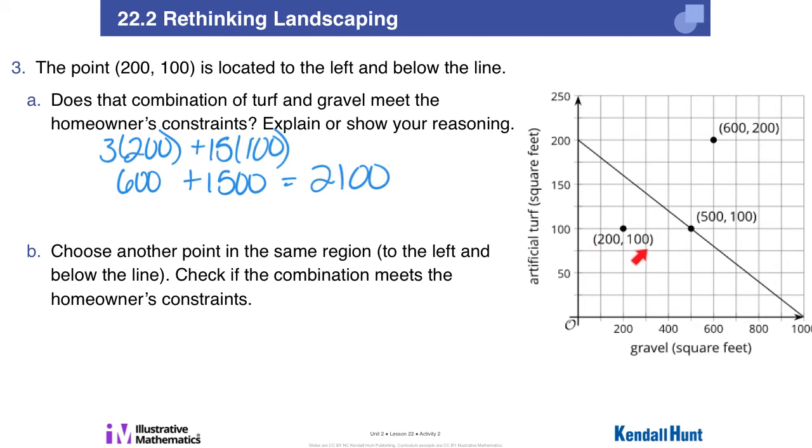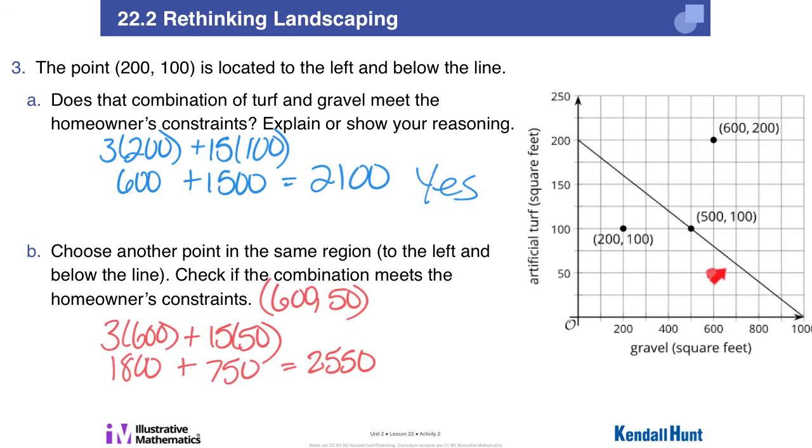The point (200, 100) means 200 square feet of gravel at $3 per square foot, that's $600. 100 square feet of turf at $15 per square foot, that's $1,500. That's a total of $2,100. So yes, this one works. It is within the budget of $3,000.